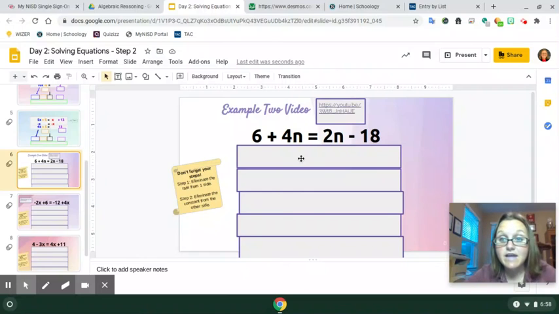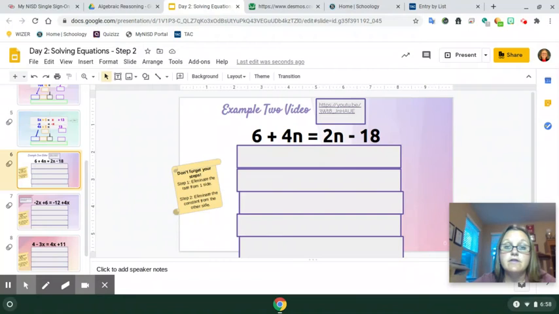Okay, so now we're looking at the same type of equation, variables on both sides, but we are going to get to that final step of isolating the variable or getting the variable by itself. So in this case, the answer will look something like n equals some number, okay? So if we start working this out, we have to remember our 8th grade step.